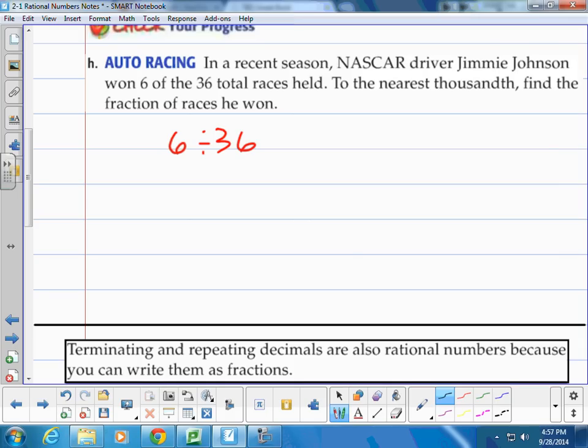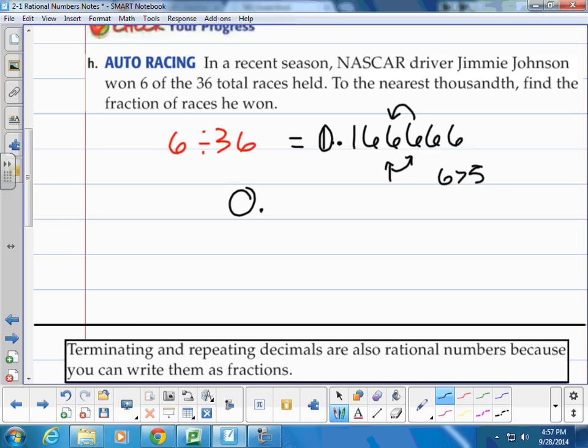And you're going to end up with, it says you can use your calculator, so not 1.0 and 1, and then there's a few 6s going on here for a little bit, and way at the end there's a 7. So I look to my thousandths place, and 1 over, since that 6 is greater than 5, I'm going to round up, and I should find out that he won 167 thousandths of his races.